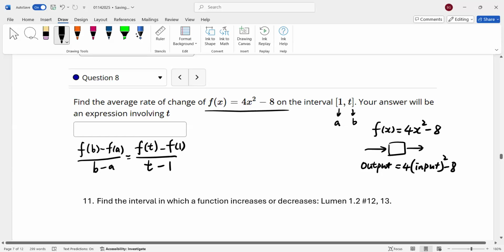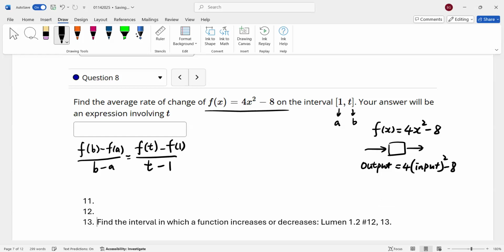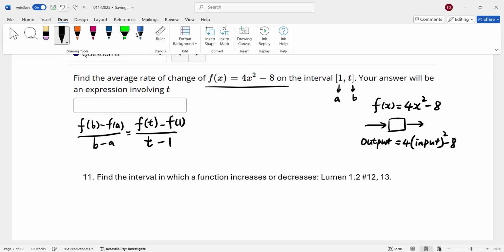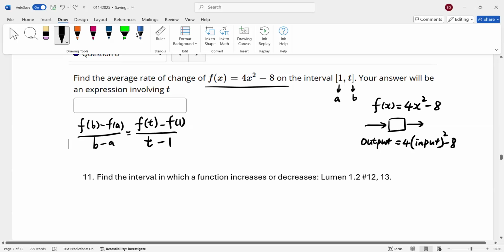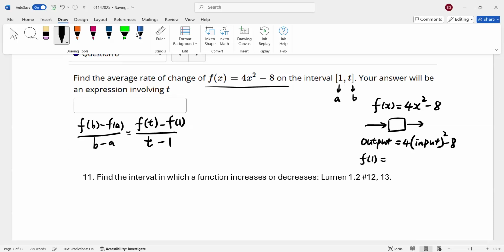I need more space here. Just squeeze here. F of 1, the output of the function when the input is 1, right? Would be equal to input squared and then quadruple the square and then minus number 8. 1 squared is 1. 4 times 1 is 4. 4 minus 8 is negative 4. So f of 1 is negative 4.